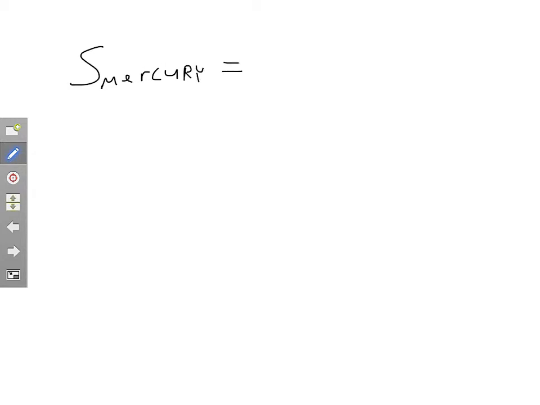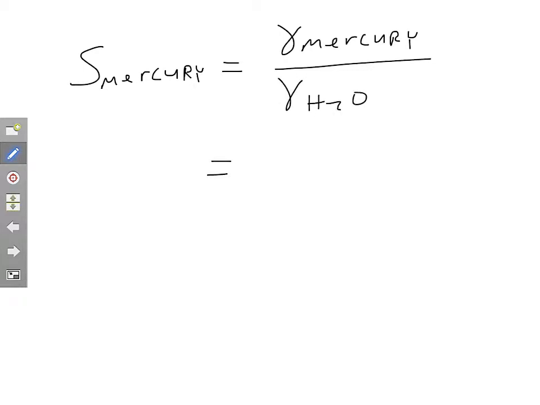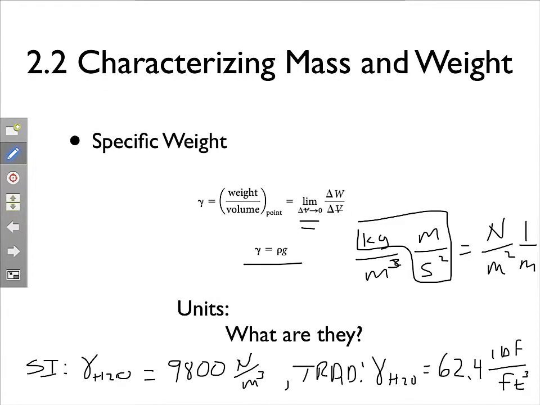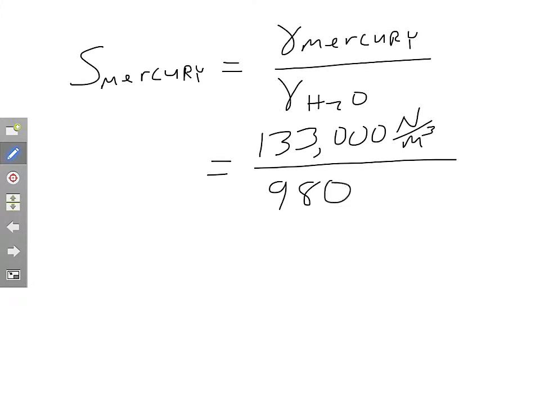This is going to equal the gamma of mercury, or the density of mercury, divided by the gamma of water. And the values of this are: the gamma of mercury is 133,000 Newton over meter cubed, and the gamma of water, as I showed you, was about 1900? Yeah, 1900 Newton per meter cubed. The units cancel out. It should be unitless, so I've dealt with my units. I can deal with my numbers, and I get about 13 and a half.